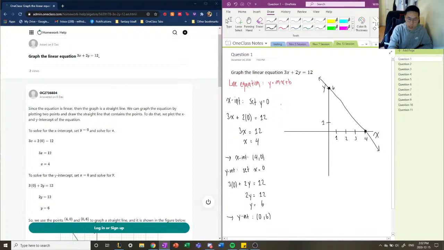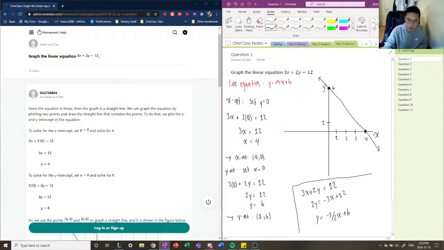Alternatively, you guys can rearrange this line equation. So we have 3x plus 2y equals 12, and we're going to set it into the standard form that we have here. We're going to move our x to the right-hand side and isolate for y. If we do that, we get 2y equals negative 3x plus 12. And we want to isolate for y, so we divide both sides by 2, and we get y equals negative 3 over 2 x plus 6.